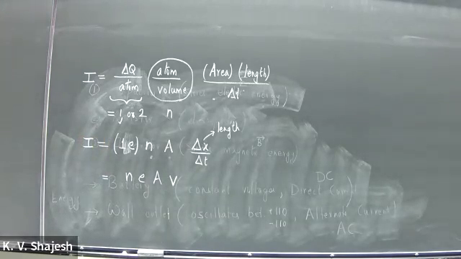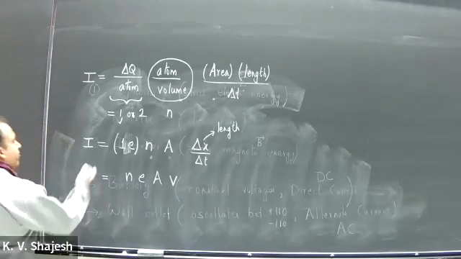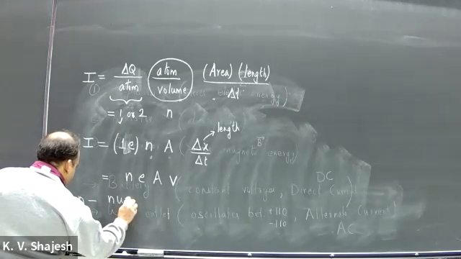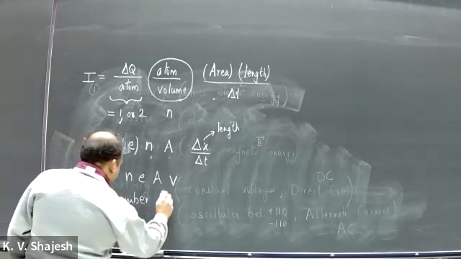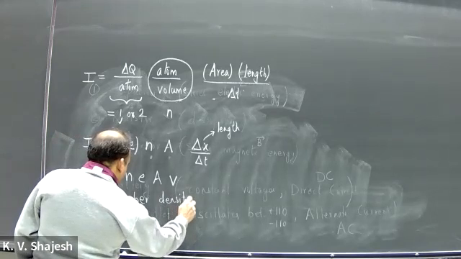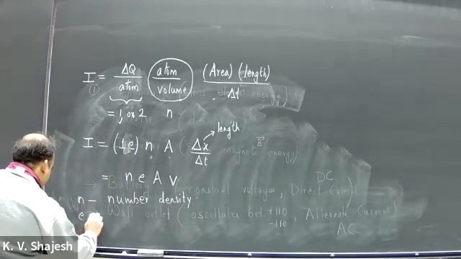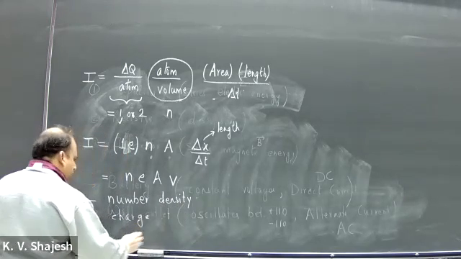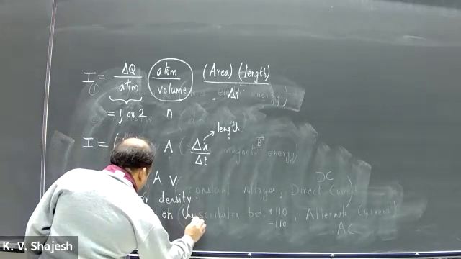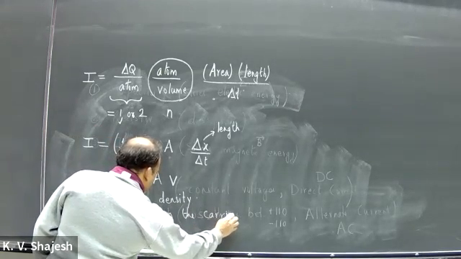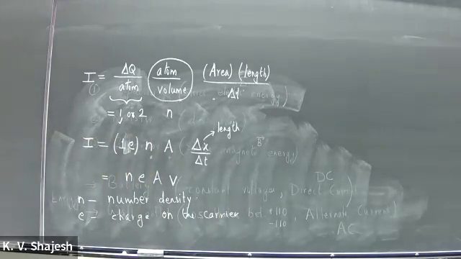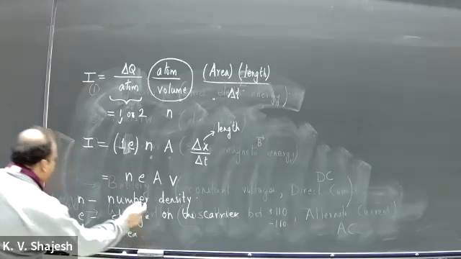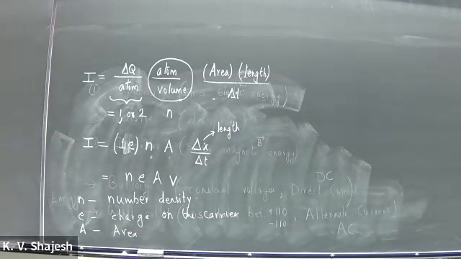That's good. So again, maybe I should define it. This is the number density, and E is the charge on the carrier, which is the electron. A is the area. And that leaves us with the factor of V.